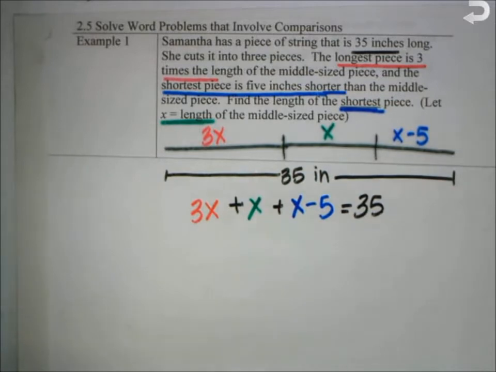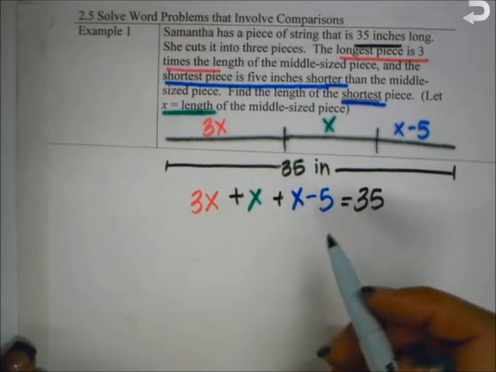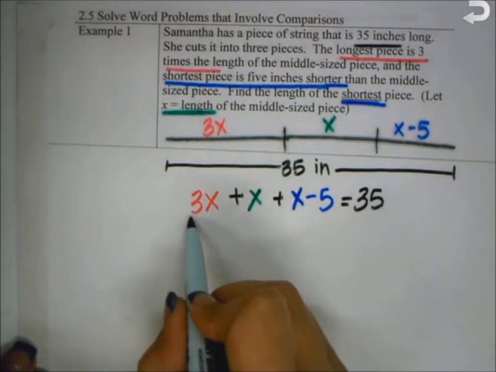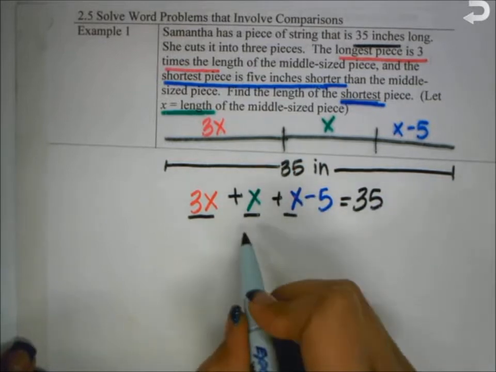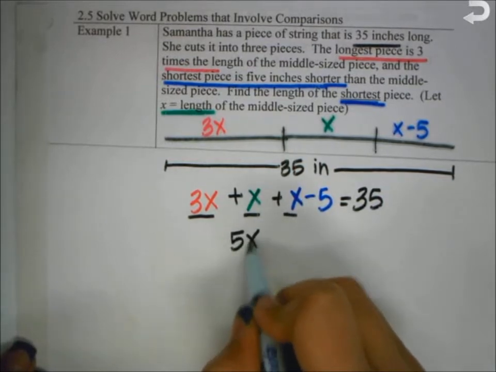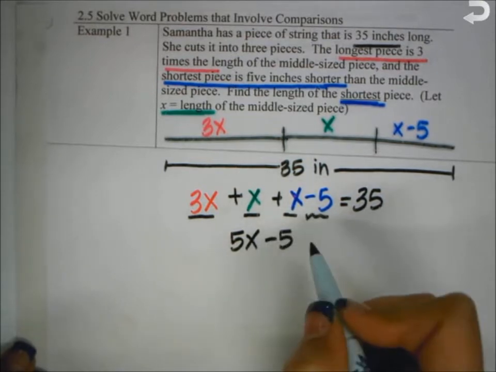Okay, so let's solve for x now. We need to combine what? Like terms. I have 3x plus x plus x. What's that? 5x. Very good, 5x. And then I just have minus 5. There's nothing to combine that with. Equals 35.